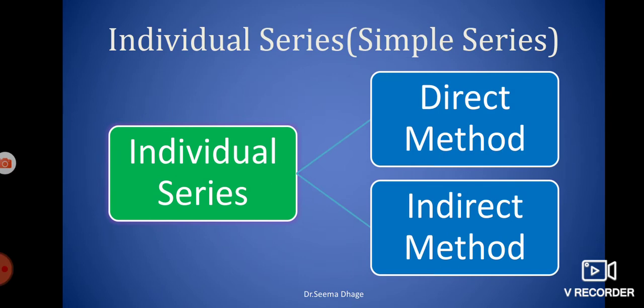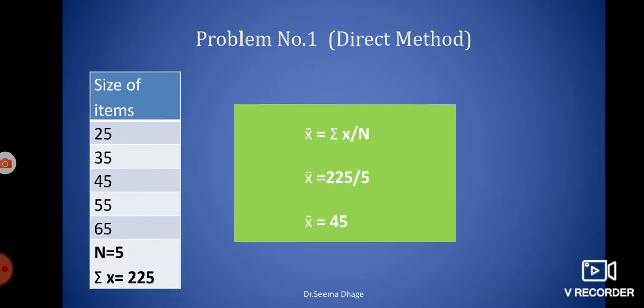Mean of individual series can be calculated by two methods. First is the direct method and second is the indirect method. Now, let us solve the problem of individual series by direct method. So, we have size of items 25, 35, 45, 55, 65. Number of items are 5. And if we take the total of all these items, it is 225.